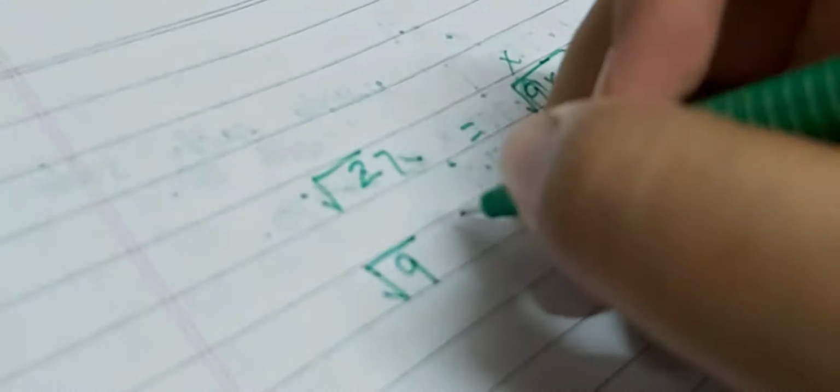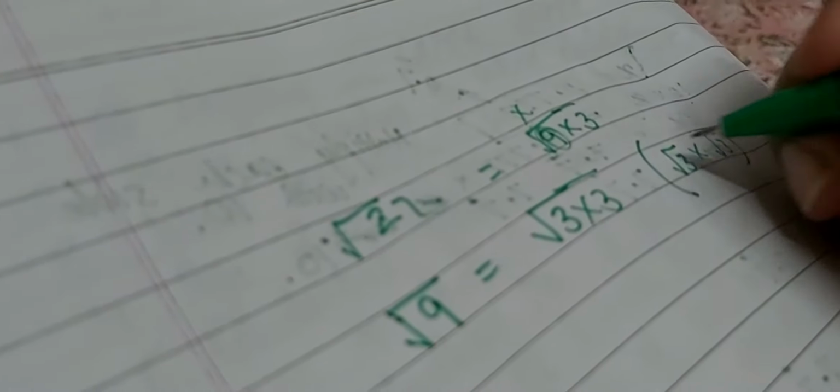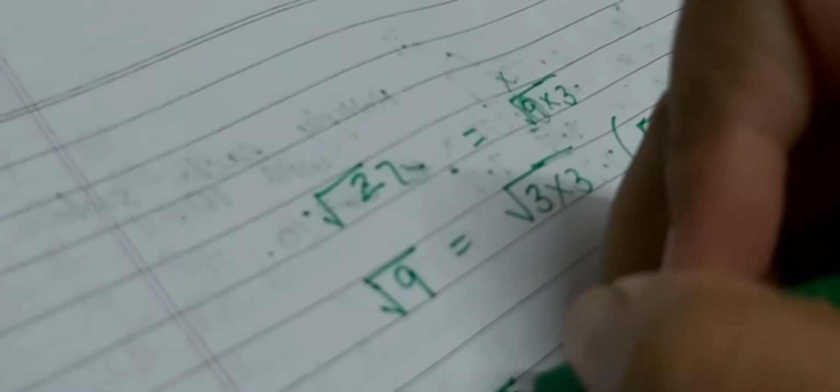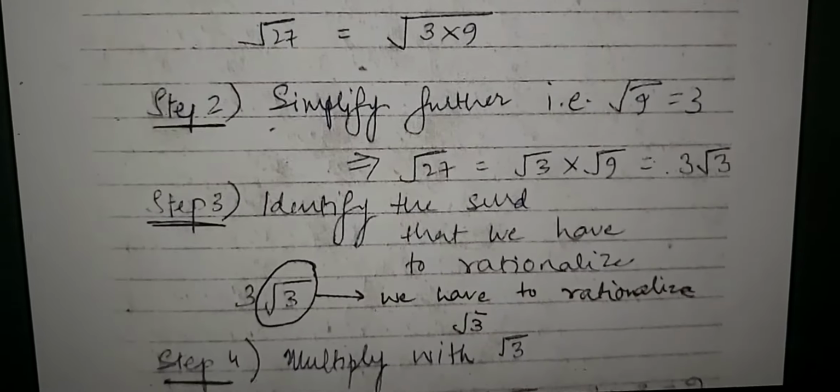Now we simplify. Now I can see that 9 is not in its simplest form. So what am I going to do? Root 9 is equal to root 3 into 3, or can also be written as root 3 into root 3. जिसमें what happens? Root and root kata. What do I have left? 3. So root 9 is equal to 3. Correct?